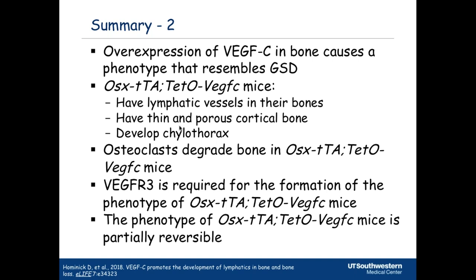We have found that VEGFR3, not VEGFR2, activity is required for the formation of lymphatic vessels in our double transgenic mice. We have shown that bone loss is mediated in part by osteoclasts, and we have found that the phenotype of our double transgenic mice is at least partially reversible. The lymphatic vessels in the bone disappear, and the bones go back to looking normal.